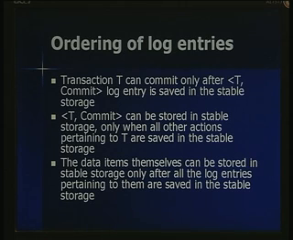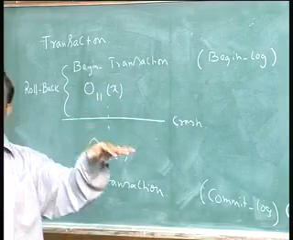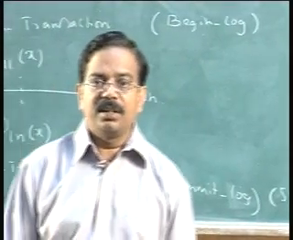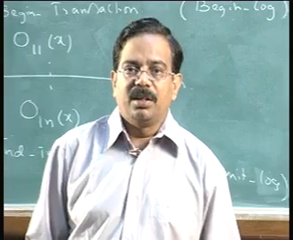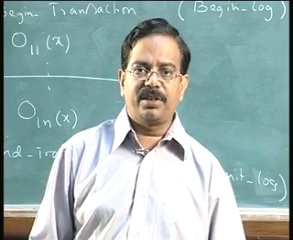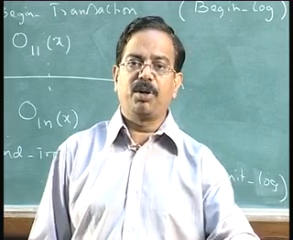First requirement is all the log entries relating to this transaction should have been written onto the stable storage in the first instance before you are writing the commit log. Only after writing the commit log, the data item values pertaining to the transaction can themselves be written onto the stable storage. The reason for this is simple. If you do not write the log values first onto the stable storage, there is no way, if something happens, to recover from that particular failure.